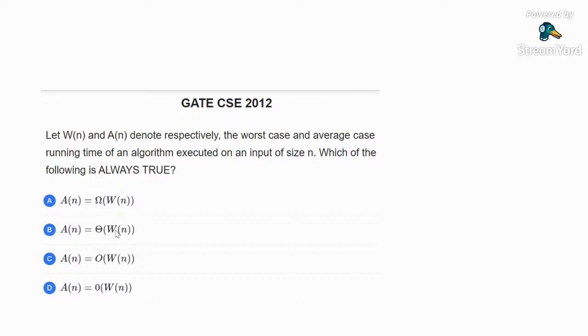This might not be the case each and every time. So option B would be an incorrect option. Then come to option C. Now just consider this option, compare option A and option C.